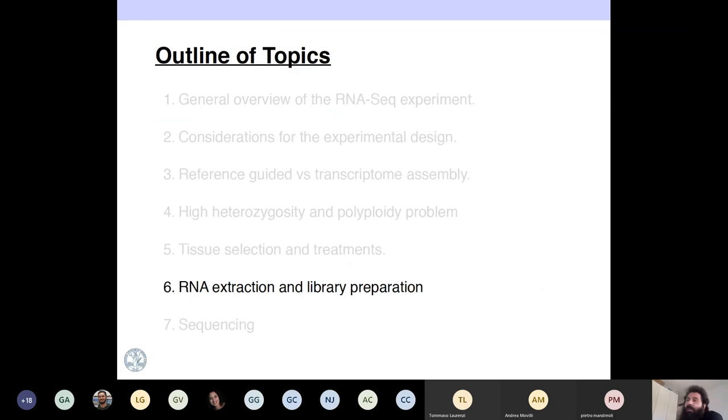And that is for treatments. Let me finish up this, because, as I said, I need to stop at 4. So, RNA extraction and library preparation.